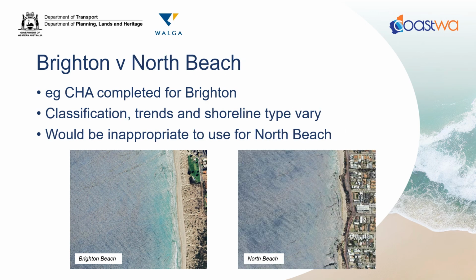On the other hand, taking an assessment completed for a straight sandy beach at Brighton and applying that to a location such as North Beach, although it's both within the city of Stirling, they're several kilometres from each other, the classification, the trends in movement, the shoreline type, the elevations, they all vary between these two sections of coast. So North Beach includes some rocky coast, Brighton sandy, etc. They're just completely different, and as a result you can't pick up one assessment from one and apply it to the other.